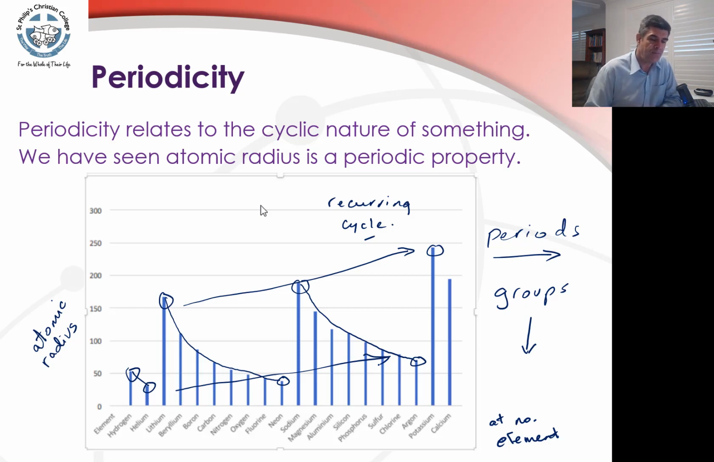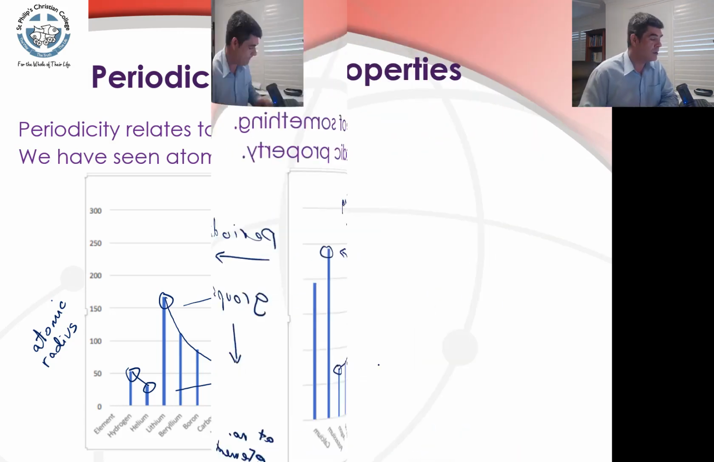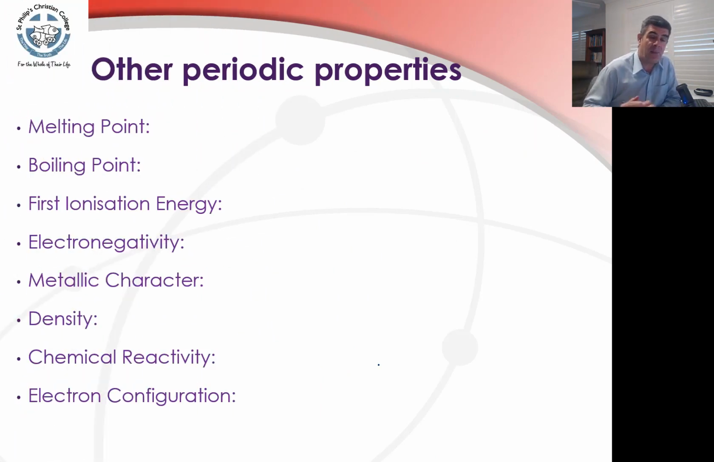What I'm going to get you to do today is to have a look at some of these other properties to see what sort of periodicity they can display. So you're going to get a partner to work with, and you're going to be assigned one of these important properties. That is melting points, boiling points, first ionization energy, electronegativity, metallic character, density, chemical reactivity, and electron configuration.